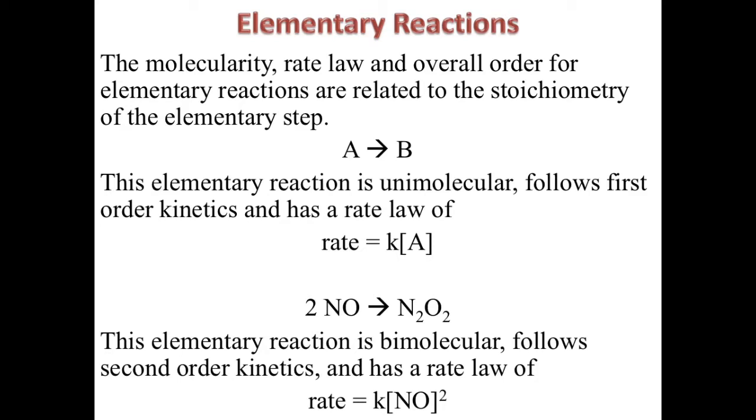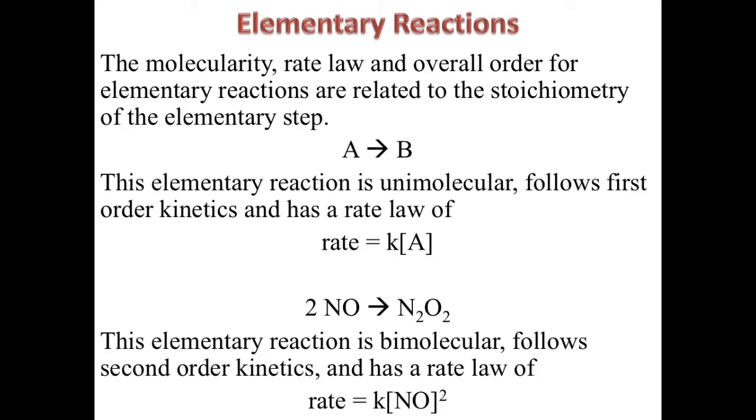Thus, the molecularity, the rate law, and the overall order for elementary reactions are related to the stoichiometry of the elementary step, but not necessarily related to the stoichiometry of the overall reaction. In this reaction, A goes to B is an elementary reaction that is unimolecular and follows first order kinetics and has a rate law of rate equals rate constant times the concentration of A.